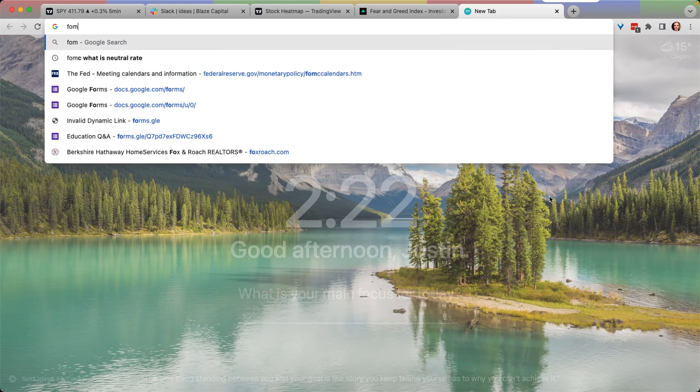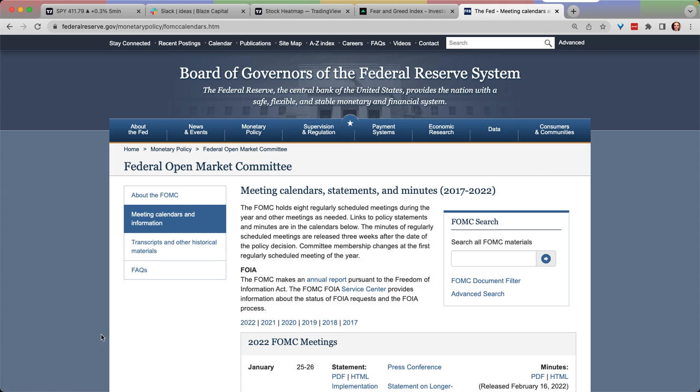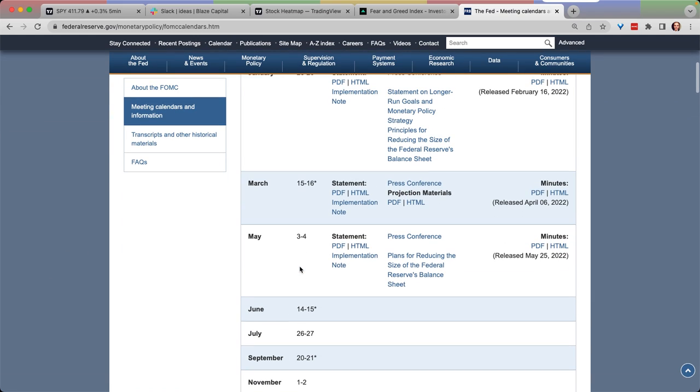Secondly, next week, we also have the FOMC meeting. That's the Federal Open Market Committee, and they're going to be meeting on June 14 or 15. And again, the 15th is going to be the date when we have the press conference, the rate decision, and so on.